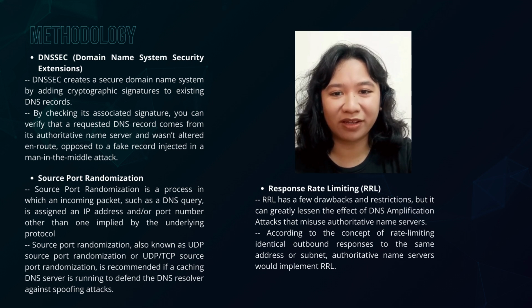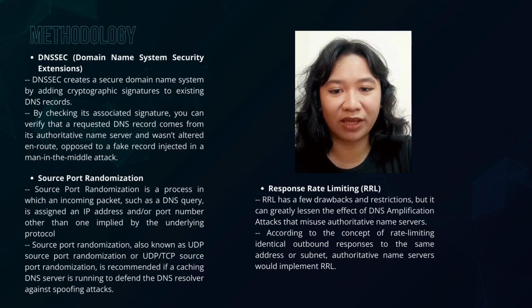The second one is source port randomization. Source port randomization is a process in which an incoming packet, such as a DNS query, is assigned an IP address and/or port number other than the one implied by the underlying protocol. Source port randomization, also known as UDP source port randomization or UDP/TCP source port randomization, is recommended if a caching DNS server is running, to defend the DNS resolver against spoofing attacks.